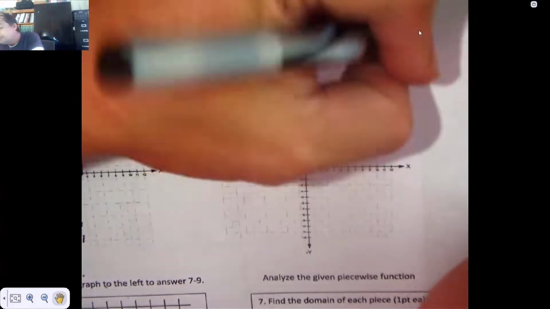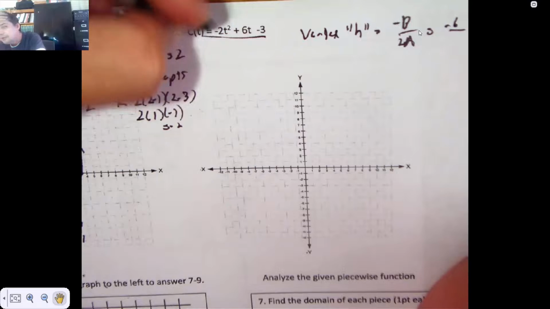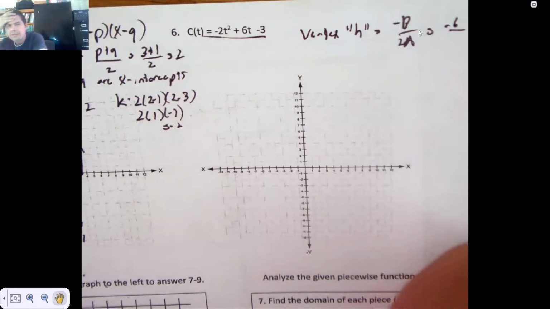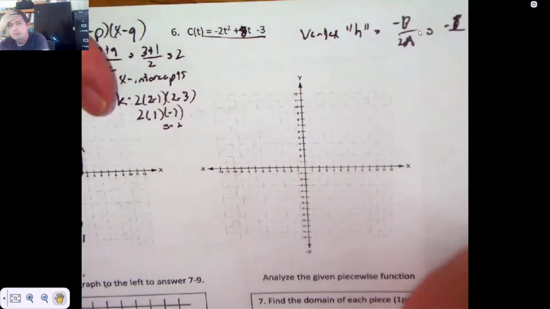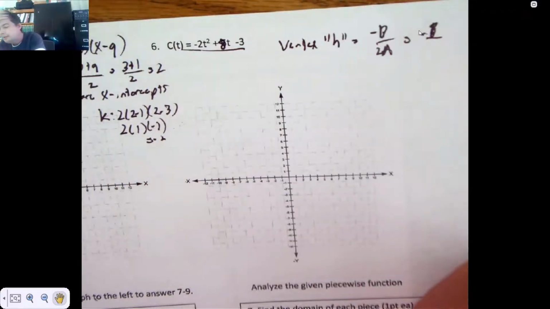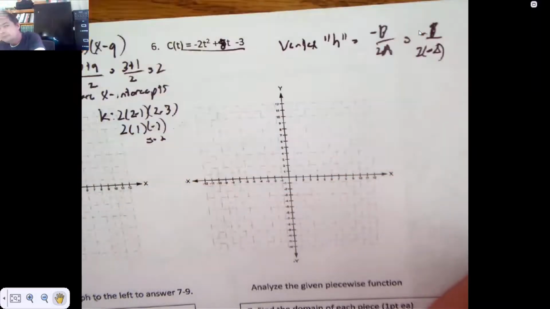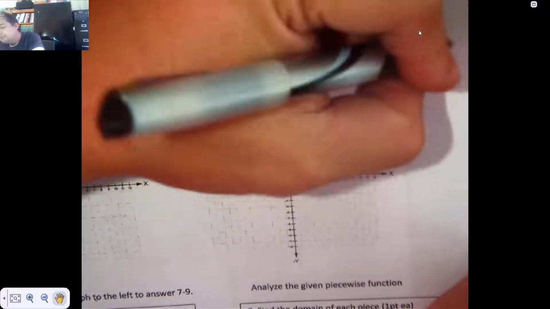So that would be negative 6 over twice a negative 2. Really? I did fractions on this one? Okay, let's fix that. Let's make this an 8. By the time you see this, that will be an 8. So negative 8 over twice a negative 2. That's going to be 2.